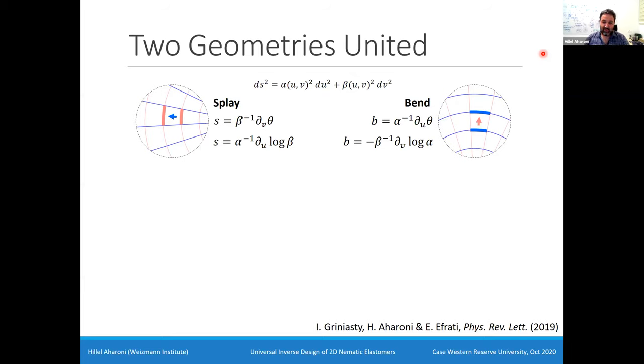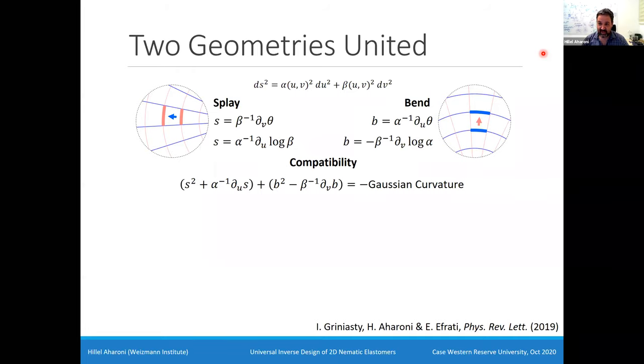Now, if I had the splay and bend of the director field, then I could solve for alpha and beta. I could just integrate the problem for alpha and beta. But I don't have a splay and bend, of course, because I don't have the director field. This is a part of the problem. What I do have is a compatibility condition on the splay and the bend. If I know that the nematic director field is sitting on a surface, or on a manifold, with a given Gaussian curvature, then it has to satisfy this compatibility condition.